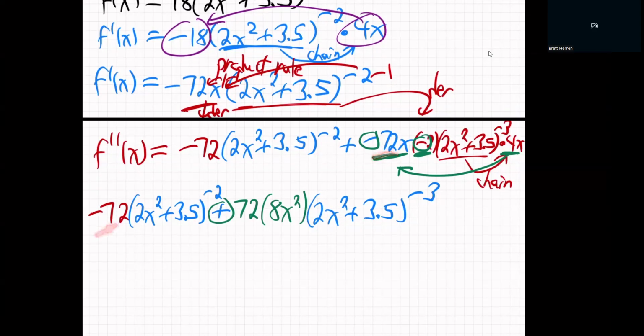I'm going to do something tricky. So I'm just going to leave that 72. I'm going to take the 2x and the 4x. They made 8x squared, right? Okay, now what am I going to do?